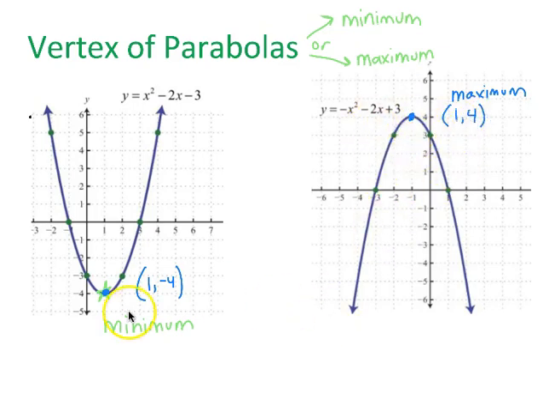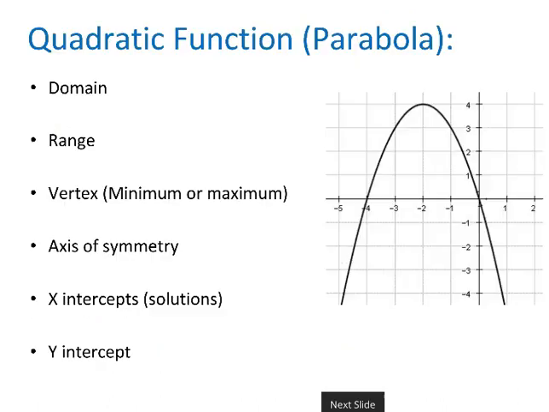So again, if our parabola opens up, we're going to have a minimum point. And if our parabola opens down, we're going to have a maximum point. And this is my vertex right here, that point right there. So that vertex represents the minimum or maximum point. All right, moving on to the next slide. So if you need more time, go ahead and click pause.